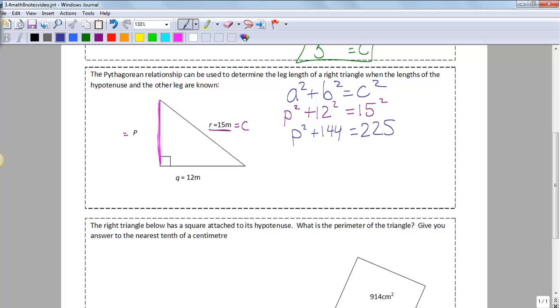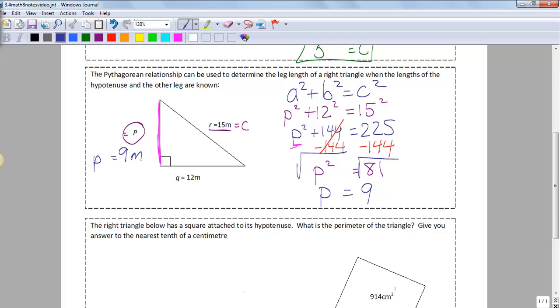225. Now I need to get, this is just like we did last unit, isolate the variable, get P all by itself. So, no big deal. You subtract 144 from both sides. There's your zero pair. They cancel out. And on the right-hand side, let me use my calculator. 225 minus 144 is 81. So P squared equals 81. Awesome. Almost there, but remember you're looking for P, not P squared. So, one last step. Square root. P equals 9. P equals 9 meters.